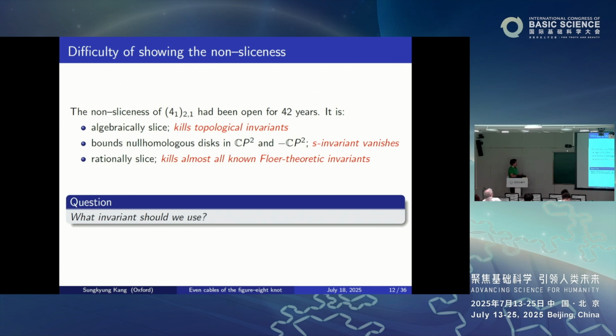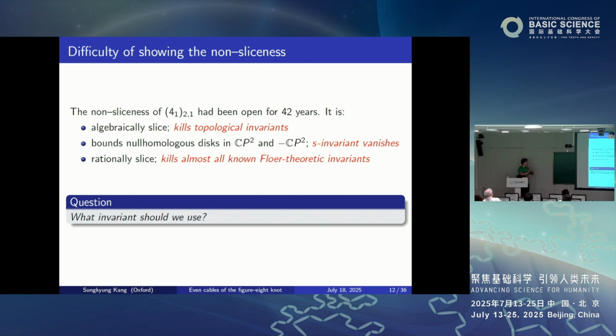And finally, it is something called rationally slice. Rationally slice means that if you change your four-ball into something weirder, some punctured smooth four-dimensional manifold whose rational coefficient singular homology is the same as the four-ball, then it does bound a smooth disk. This follows from a very nice argument of Akio Kawauchi in the same manuscript, and it goes as follows.